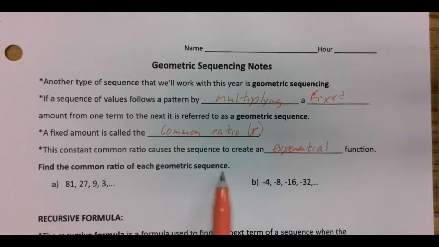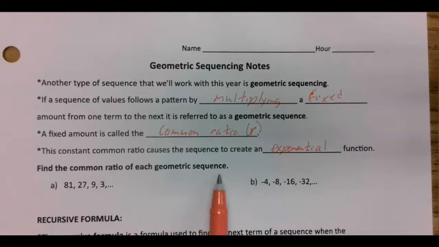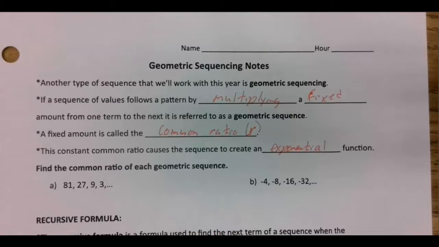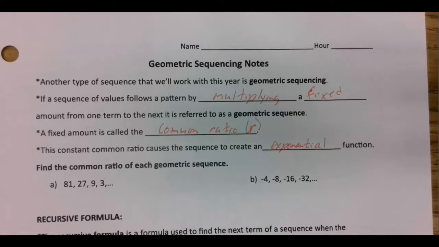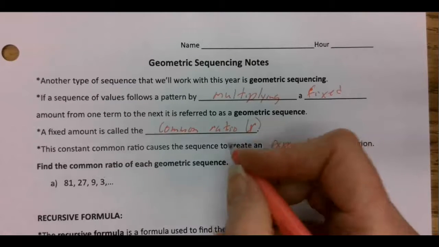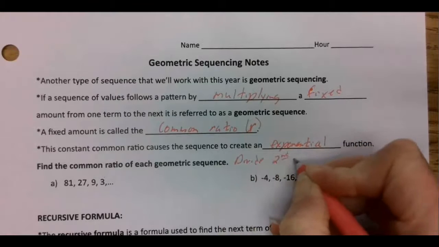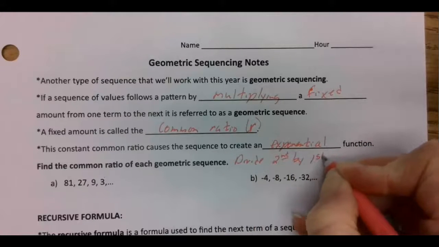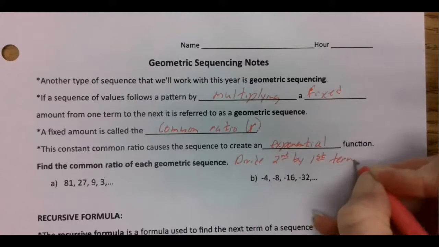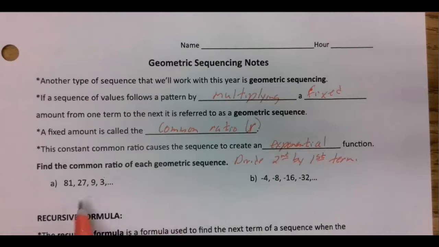Find the common ratio of each geometric sequence. In order to find the common ratio, remember if we did the arithmetic, we subtracted second term minus first term. Now we are going to divide second term by first term. And like we talked about last time, it just has to be two consecutive terms. You just have to have this one divided by the one in front of it.